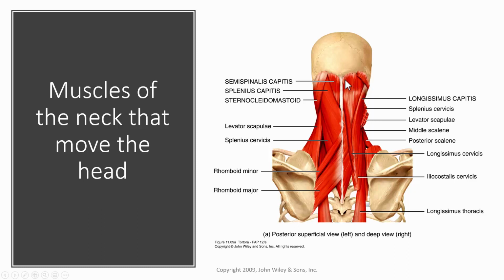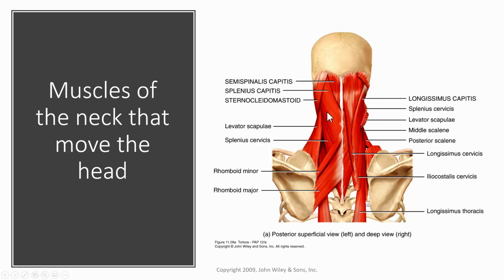And so we see here the semispinalis capitis muscles. It's capitis because it's attached to the skull. Again, this is semispinalis capitis. Then we have splenius capitis right here, and also a splenius cervicis down here.